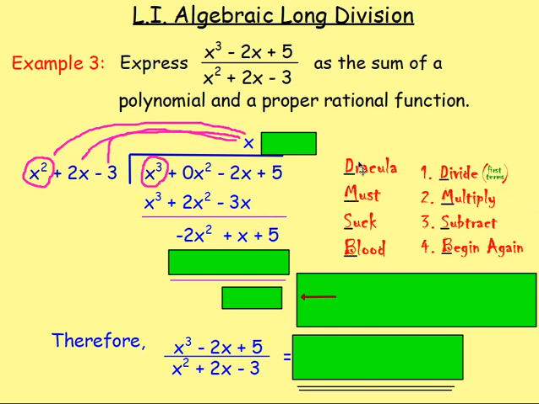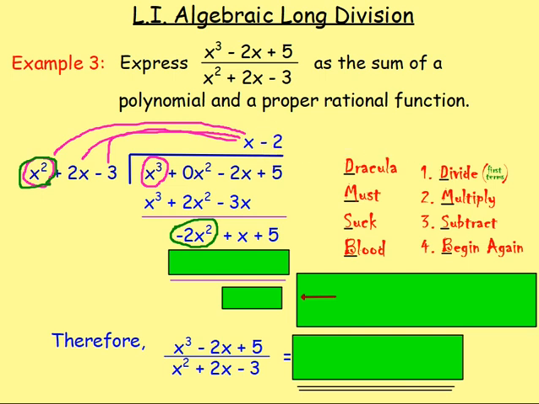From there, well, Dracula must suck blood. We begin again. How do you know we begin again? Well, if you look at the remainder here, the degree is the same as that of the divisor. If it's larger than or the same, you keep on going. You will begin again. So for this one, again, you're taking the first term. So you've got the negative 2x squared, and we're dividing by x squared. For that, negative 2x squared divided by x squared gives you negative 2.